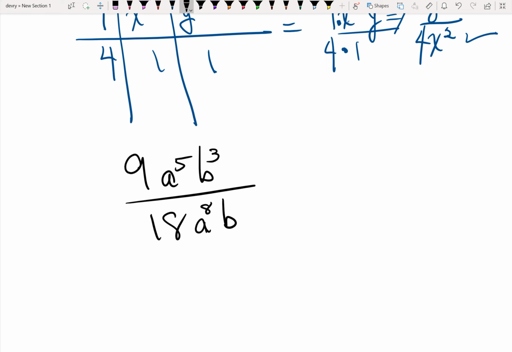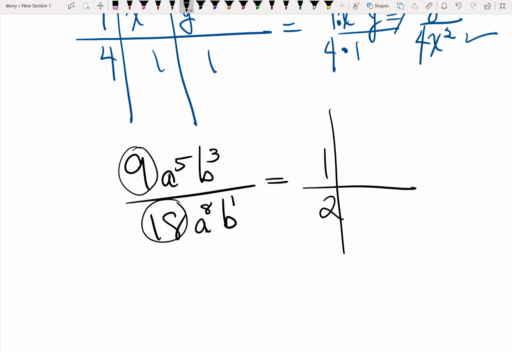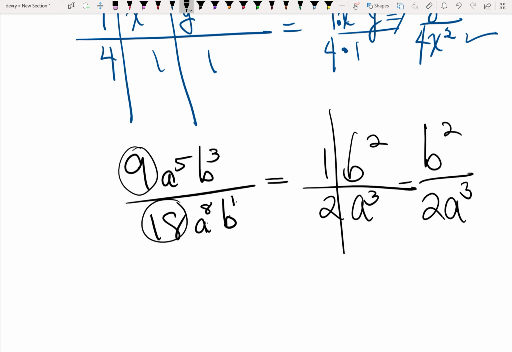Remember, this is b to the 1. We don't write the 1. Okay. So looking at the coefficients, 9 and 18, obviously that reduces to 1/2. We're okay with that, right? Here I have a to the 5th, a to the 8th, which means that I have the a to the 3rd remaining in the bottom, because I have 3 a's that will be left over. B to the 3rd over b to the 1 means that this will be b squared. So your final answer for this will be b squared over 2a to the 3rd. Okay?